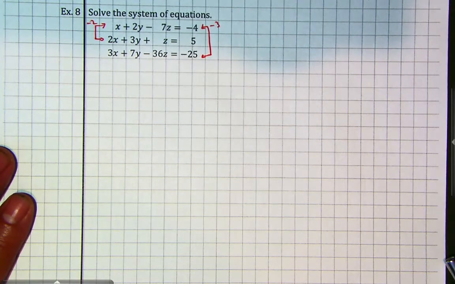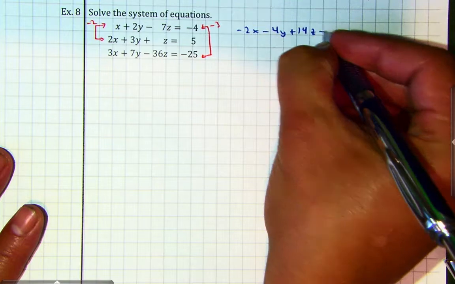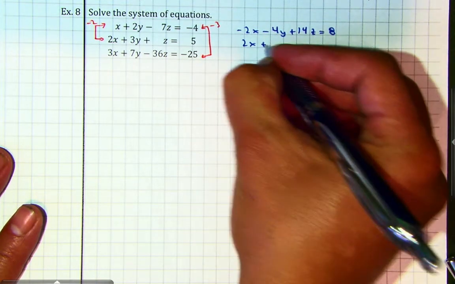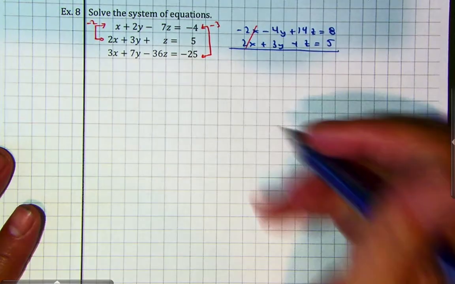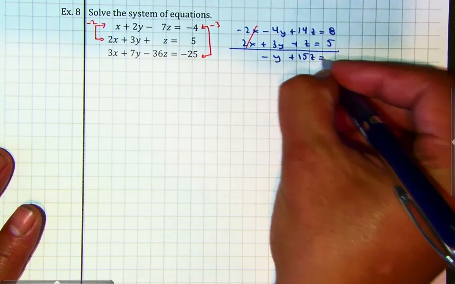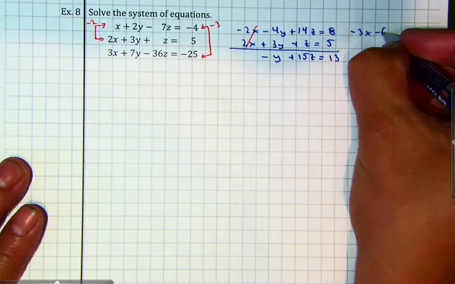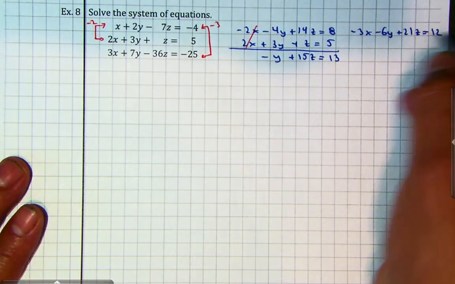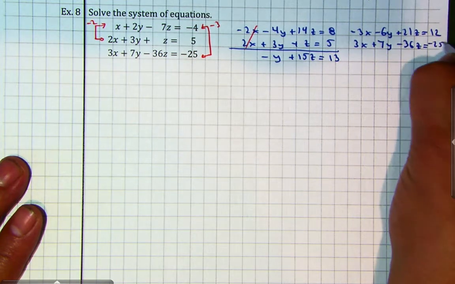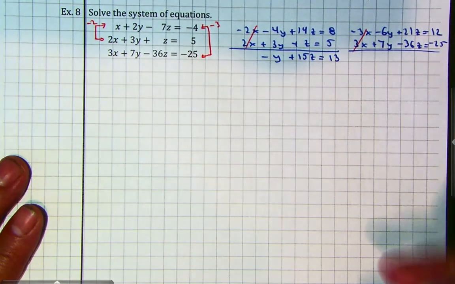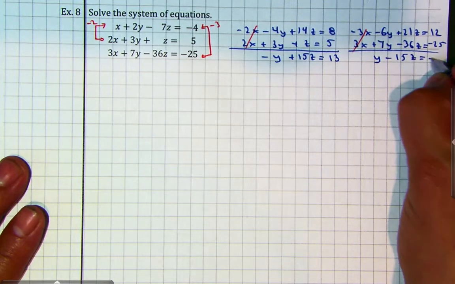Excellent. In this case, multiplying by -2 gives me -2x minus 4y plus 14z equals 8. The other one stays the same. So my x's are gone, just like we wanted. That gives 15z equal to 13. I'm going to cancel my x's again, so multiplying by -3 gives -3x minus 6y plus 21z equals 12. So I have y minus 15z equals -13.